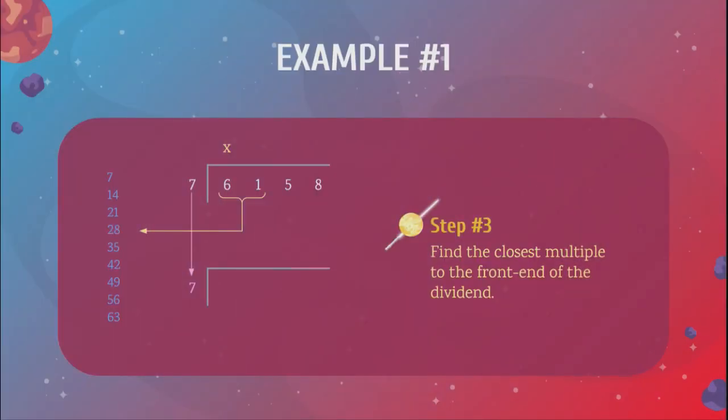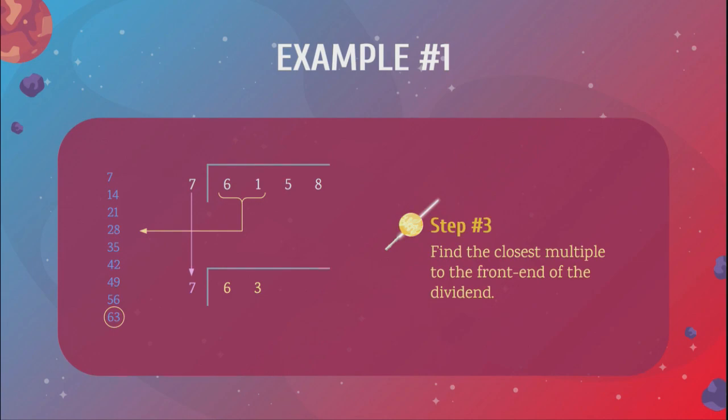Now, do we just look at the 6? No, because 6 is smaller than 7. 6 is not divisible by 7. So we'll look at 61. That's what I mean by the front end of the dividend. Which of these numbers off to the side, the secret to success, is closest to 61? Well, 63 is. Notice that's even higher than 61, and that's okay when we estimate. Closest means closest even if it's slightly larger.